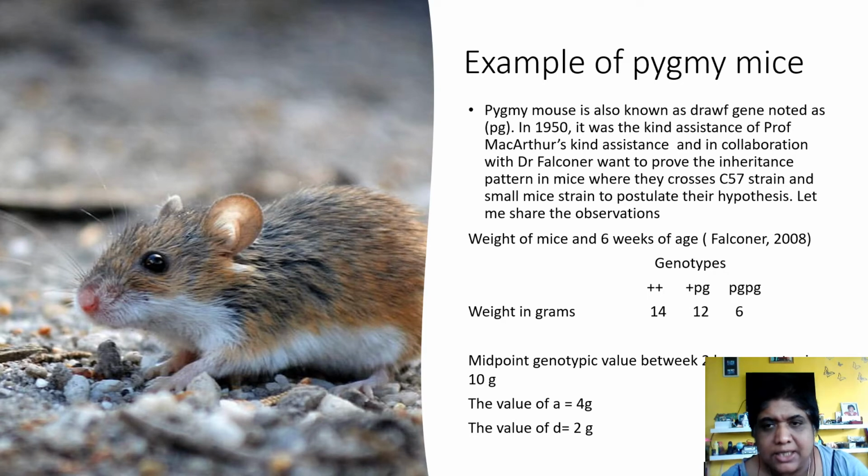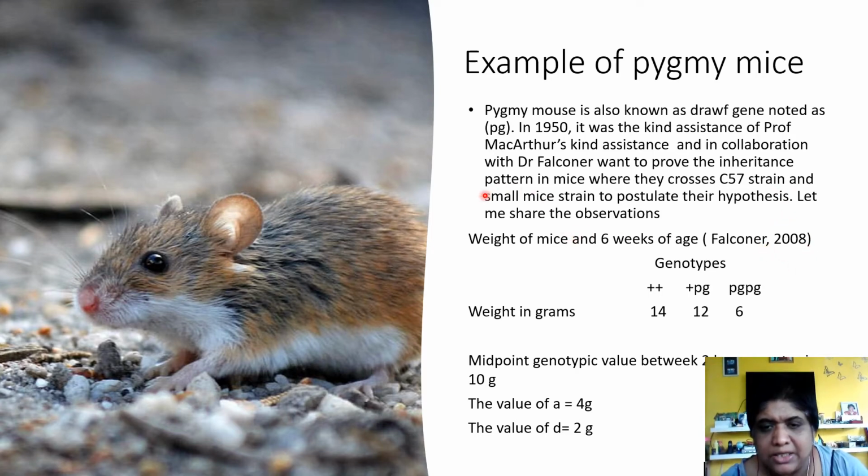As I said, the pygmy mice is one of the mice used in the study to demonstrate the concept of dominance and codominance. This was work done with the assistance of Professor MacArthur in the 1950s in collaboration with Dr. Falconer, when they wanted to study the inheritance pattern in the mice. Apparently, these mice had a mutation in a gene that caused a dwarf effect, and the mutation is called PG. So let's see the hypothesis.